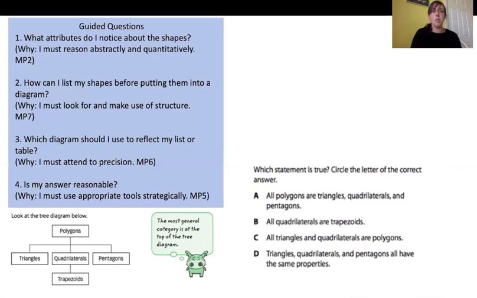Okay, so guided question number 1. What attributes do I notice about the shapes? Why: I must reason abstractly and quantitatively. So if I am noticing polygons, I'm looking at this tree diagram. Polygons is the top, so that means it should be the most general, okay? Underneath that, I see triangles and quadrilaterals. We just said triangles and quadrilaterals were types of polygons in that last question, so that works out beautifully.